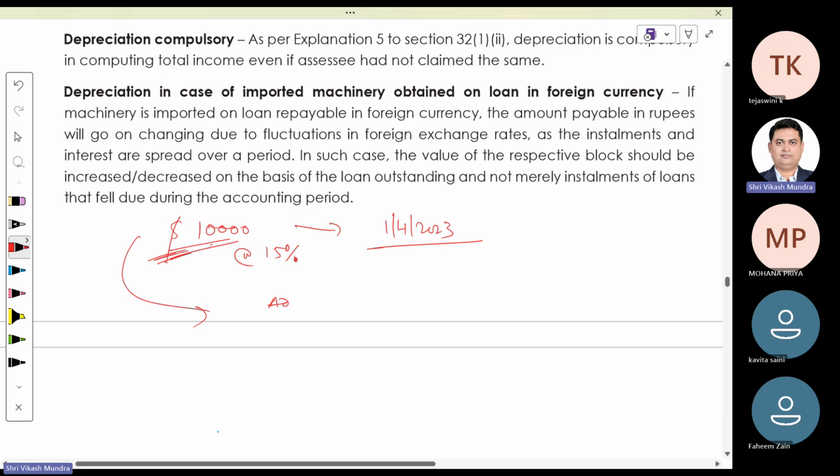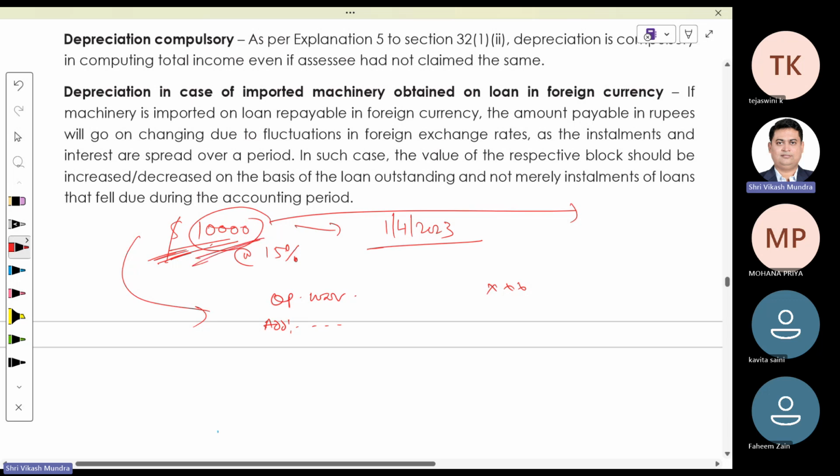If there is no opening value, no block for this type of assets, say it is nil, now we should consider this addition. Since this is 10,000 USD, we are required to convert this into INR. We are required to calculate depreciation in Indian rupees, but our cost of acquisition, the purchase price, is given in dollars. So we are required to convert it into INR.